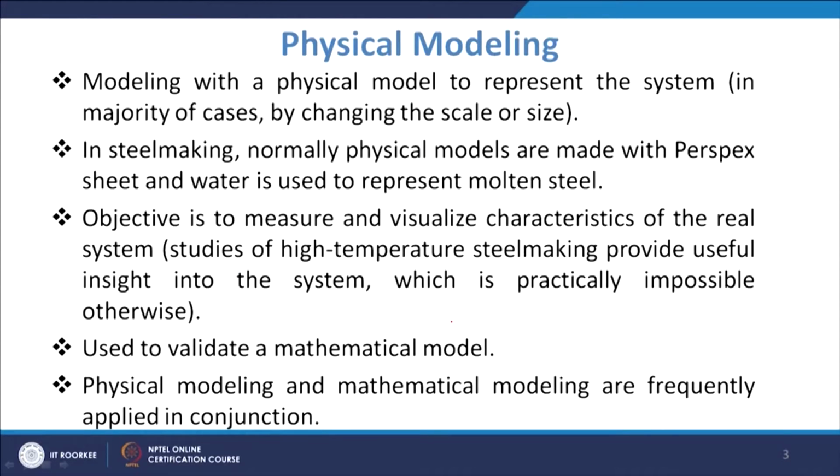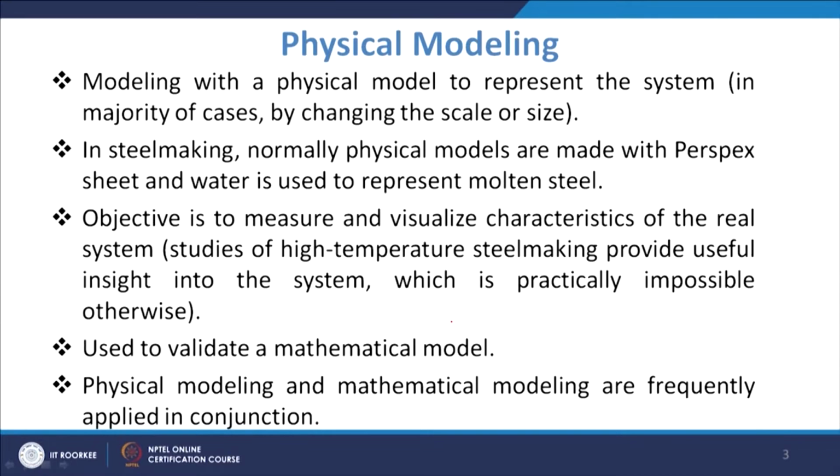In steel making, we normally use physical models with perspex sheet, and water is used to represent the molten steel. Normally the models are made with the perspex sheet, which is transparent, and that is strong also. So, you can have the tundish made by the perspex sheet, and that can be fabricated by fabrication techniques using glues and so on. And since it is transparent, you can see from outside and study the flow behavior which is going on inside the perspex tundish.